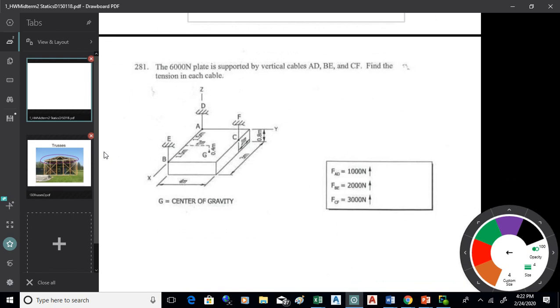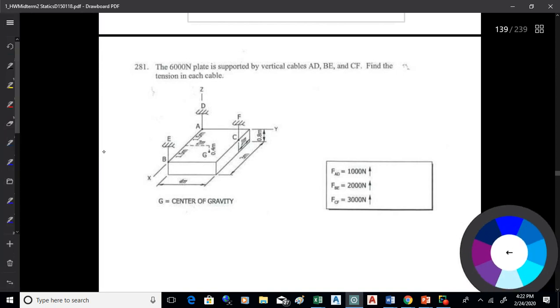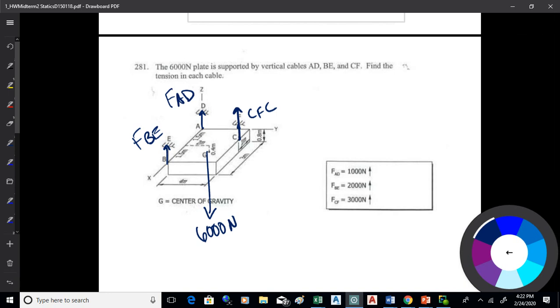So on this one, I've got three unknowns, and then I've got one force down. The force down is 6,000 newtons. And then I have the three forces up, like so. So there's a quick free body diagram of the thing. So this is 281. Now if I want to do this visually, what I want to do is find a moment equation I can generate that'll have just one unknown associated with it when I do the moments. I've got a little typo there. That should be FCF.